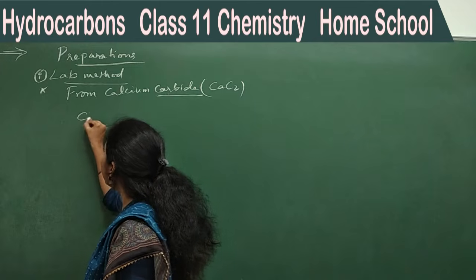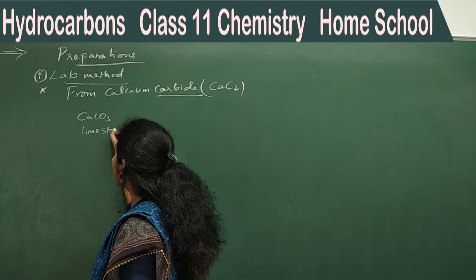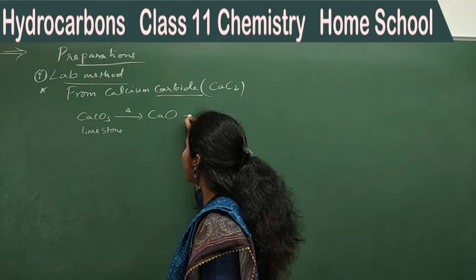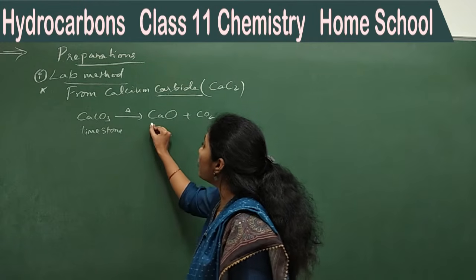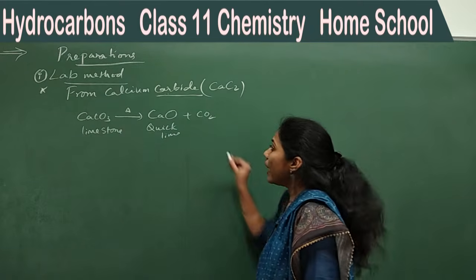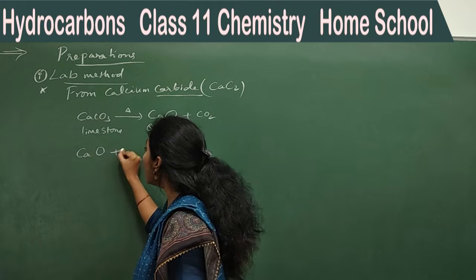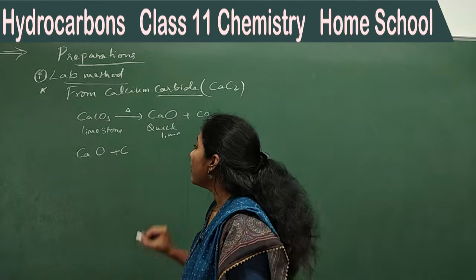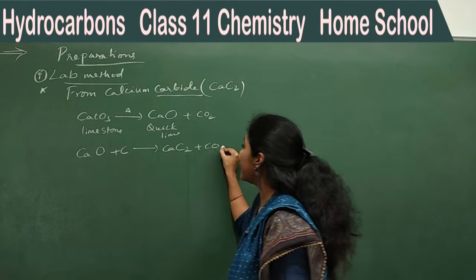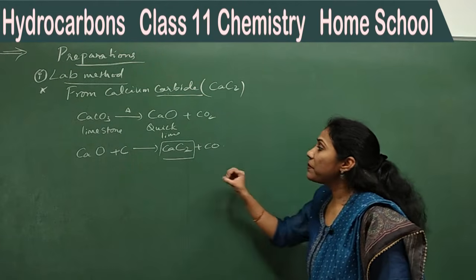Clear? Fine. So let's try to prepare calcium carbide first. We take a raw material, calcium carbonate. We know this is limestone, right? Calcium carbonate on heating gives calcium oxide plus carbon dioxide. And we know this has a common name, quicklime, isn't it? Now this quicklime, that is calcium oxide, when heated with carbon, you will get calcium carbide plus carbon monoxide gas.